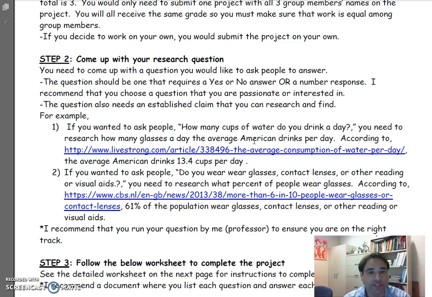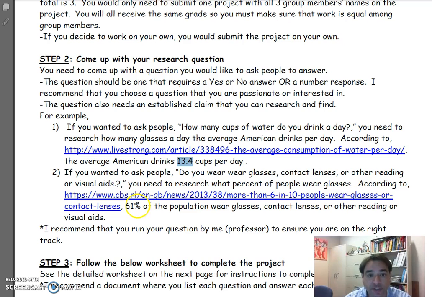Now, coming up with a question is the first part, but then you have to have a claim. So you can come up with a great question, but if you don't have a claim or something that goes with it, then it doesn't work. So for example, how many cups of water do you drink a day? You do some research, and you find out that the average is 13.4. And you're like, wow, 13.4, that's a lot. I don't believe that. I think it's less than 13.4. There's your hypothesis test.